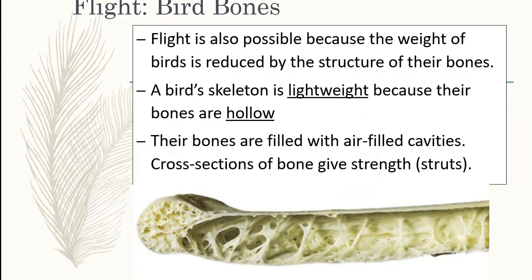The bones: flight is possible because the weight of the bird is reduced because of the structure of the bone. You see inside a bone, it's hollow. You probably know this from a chicken bone. If you break it, remember we don't want to feed it to our dogs because they're too brittle. They're brittle because they're hollow inside. They have these air-filled cavities, yet they have these things that are kind of like struts right here that give it strength. So they're still strong, but lightweight.